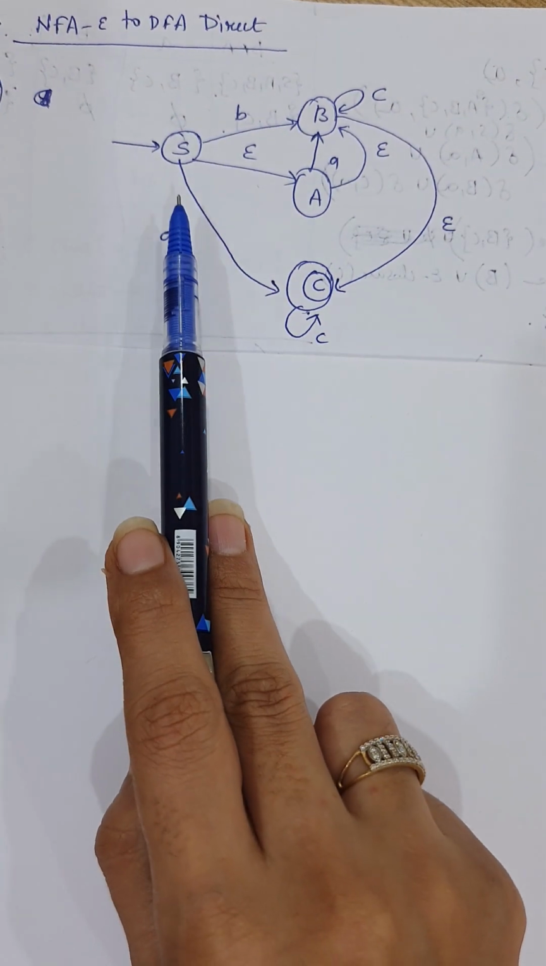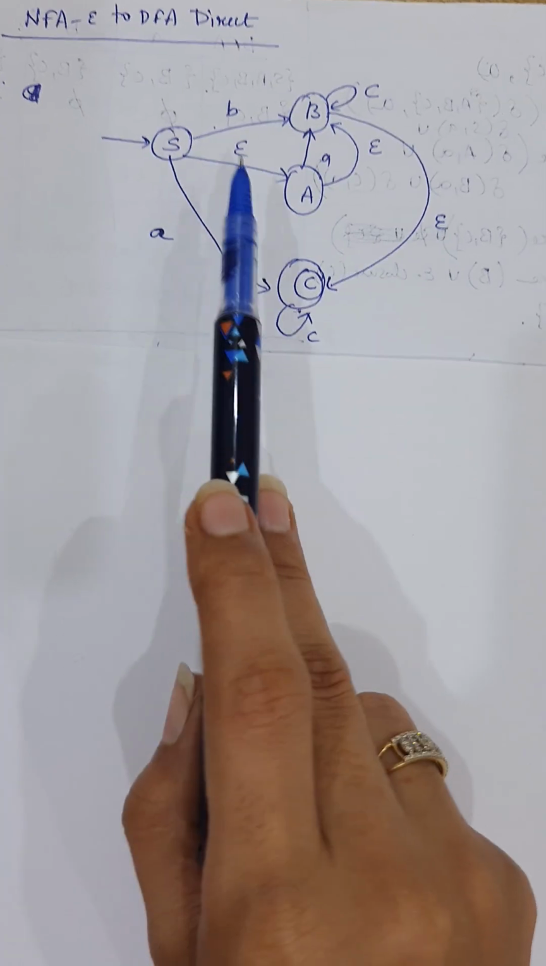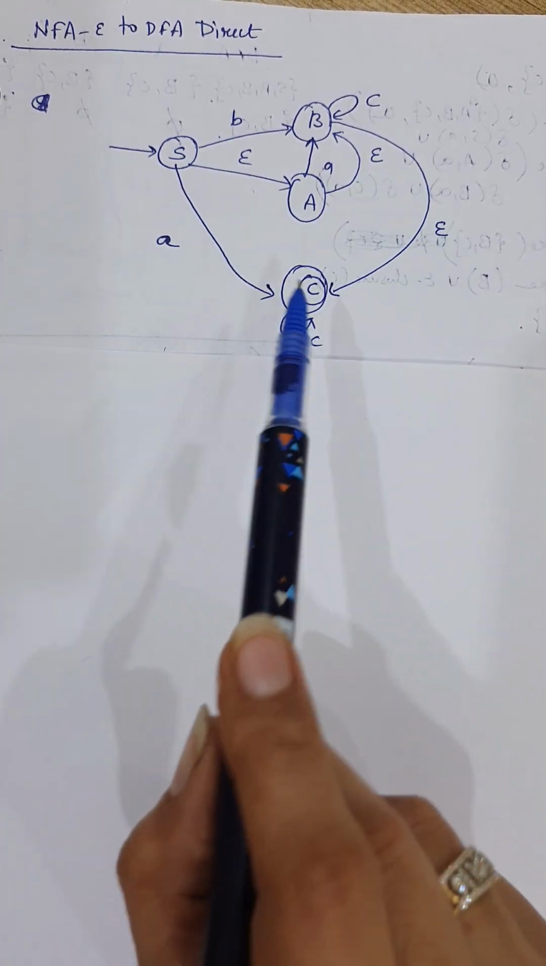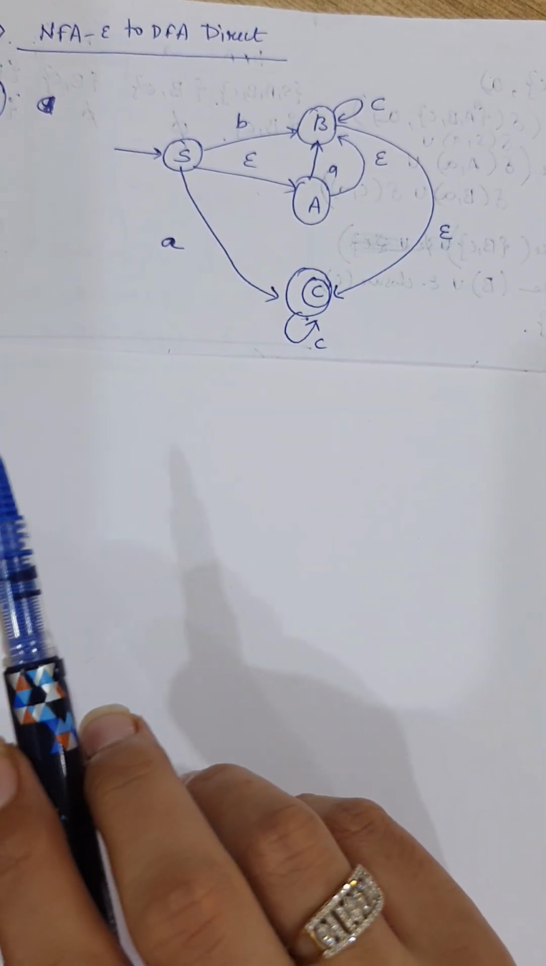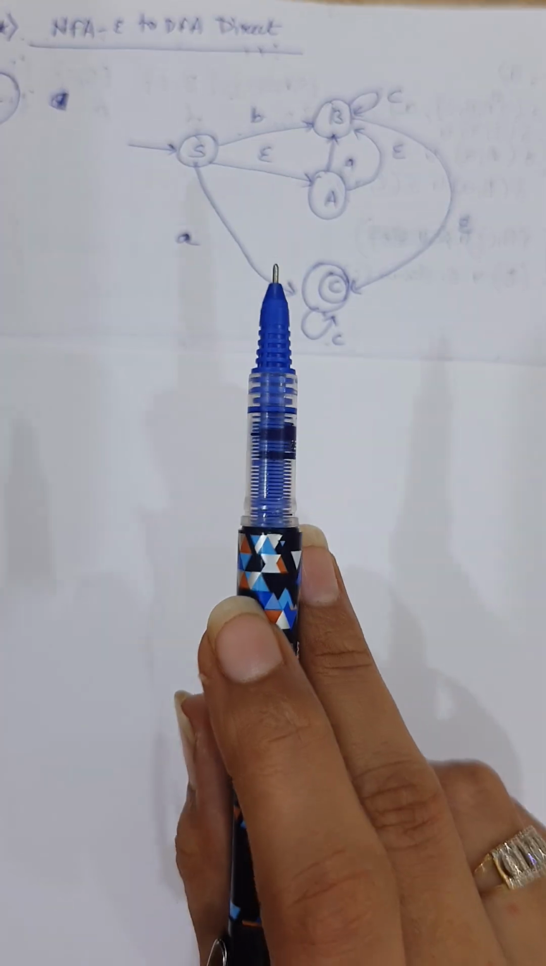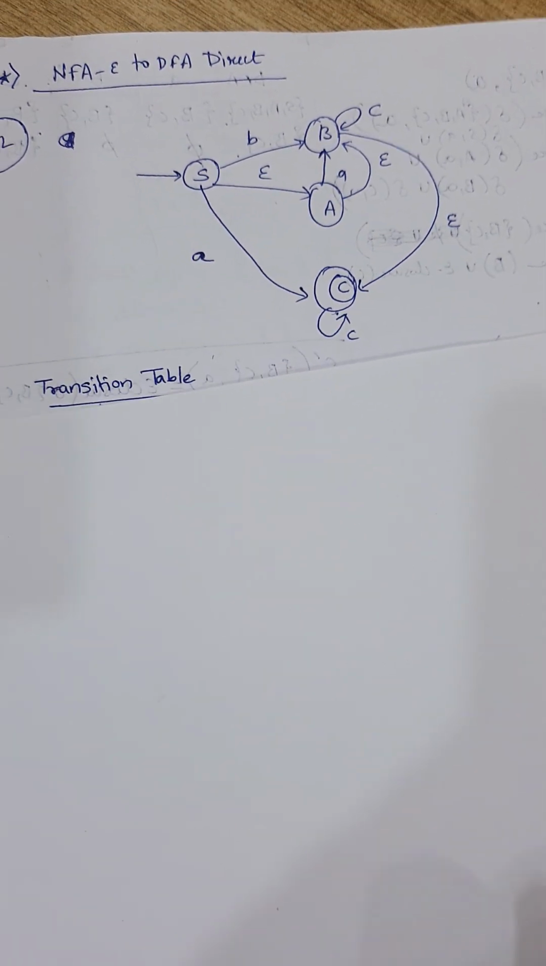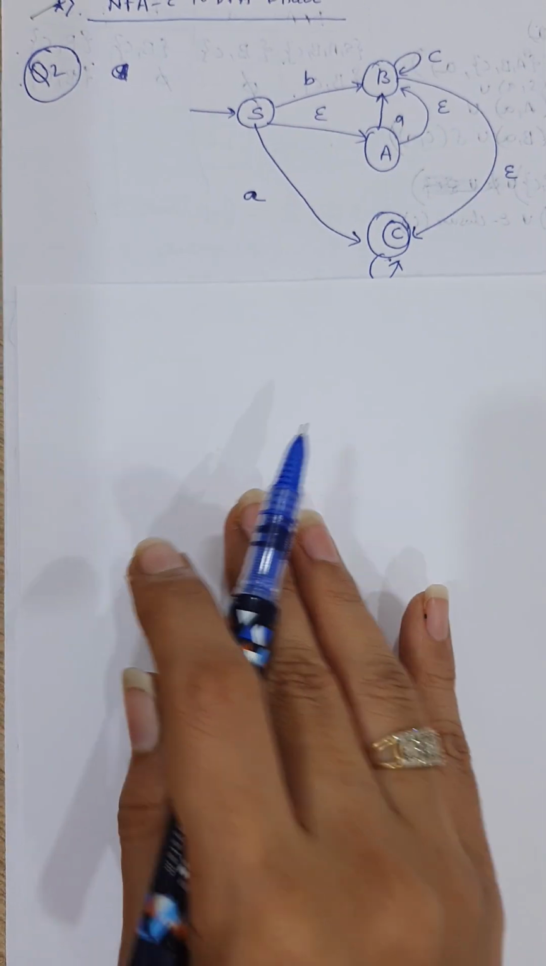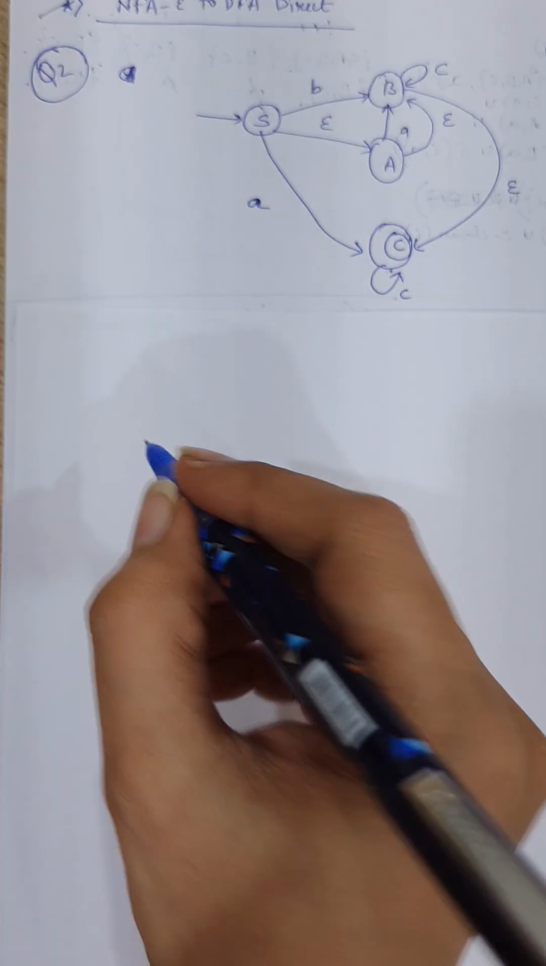So now why is this NFA with epsilon? Because there can be epsilon transitions which exist in this given NFA. So now to convert this into DFA directly, the first step is to find out the epsilon closure of all these states. Okay, so let's see how to find the epsilon closure.